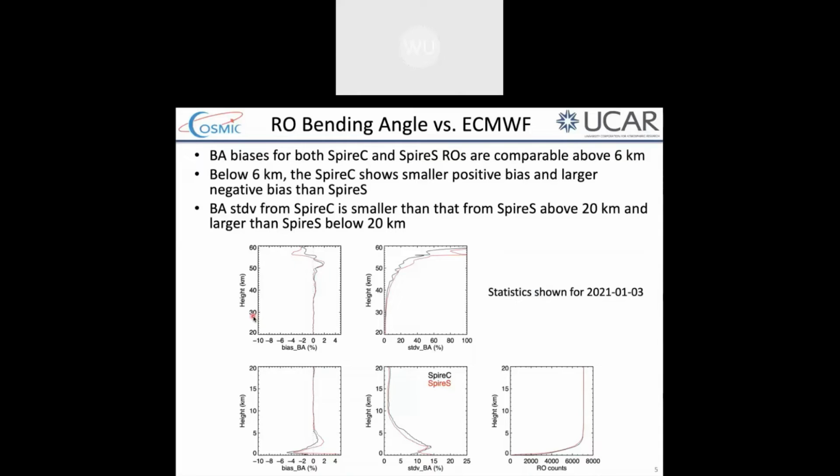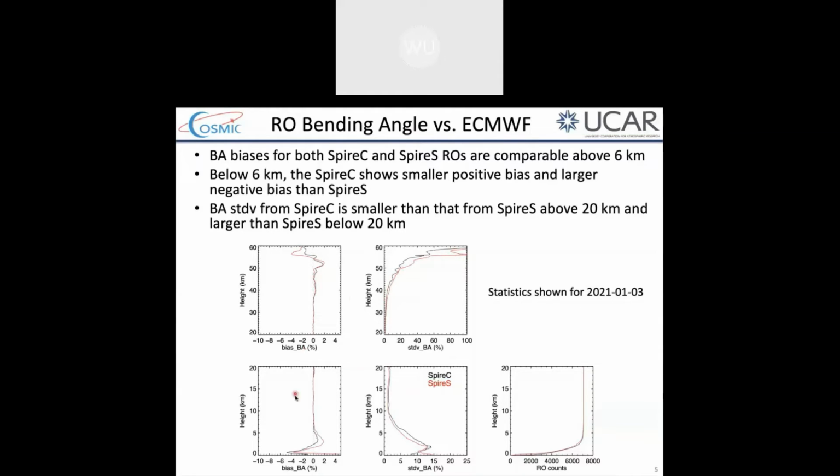In terms of some interesting features here, the top left is the bending angle bias versus ECMWF, where the CDAC produced version is the black line and red is the Spire produced version. The standard deviation is up here on the right, so you can see some differences. In particular, up high, there's a higher standard deviation for the Spire product than what we're getting.